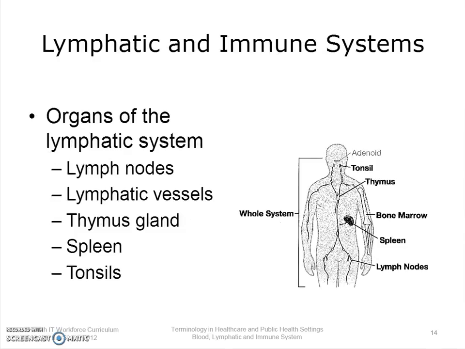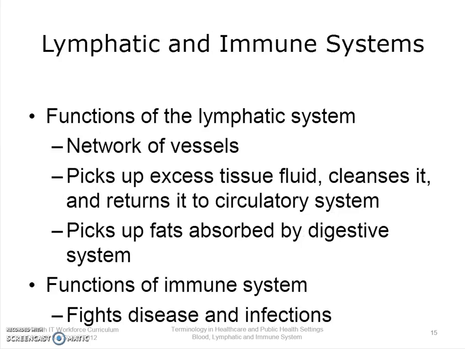Now let's turn our attention to the lymphatic and immune systems. The organs of the lymphatic system are the lymph nodes, lymphatic vessels, thymus gland, spleen, and the tonsils. The lymphatic system is comprised of a network of vessels whose function is to pick up excess tissue fluid, cleanse it, and return it to the circulatory system. Another function of the lymphatic system is to pick up fats that are absorbed by the digestive system. The primary function of the immune system is to fight disease and infection.